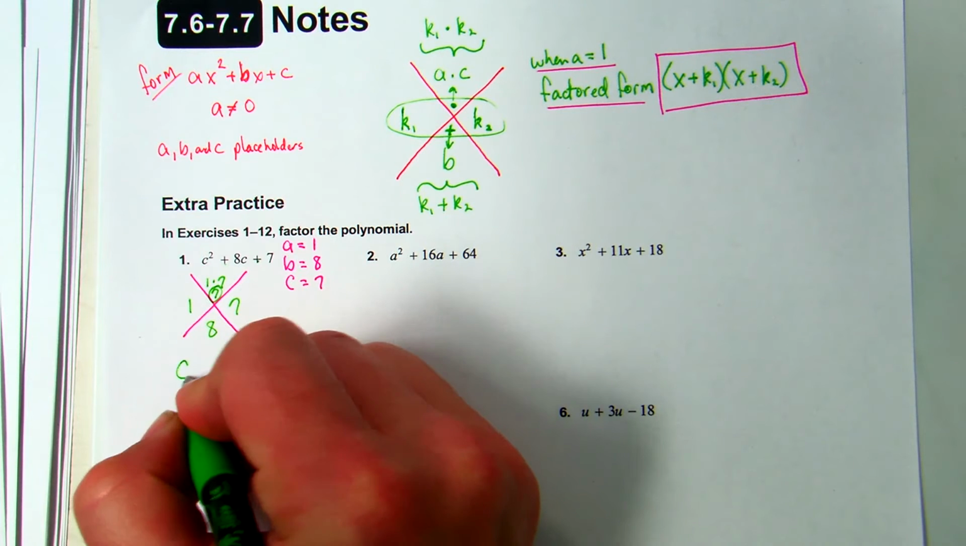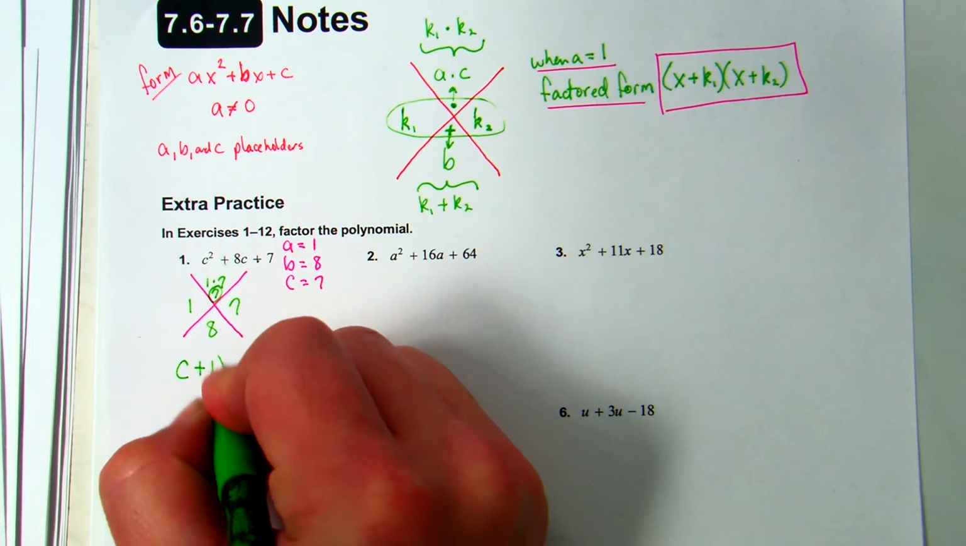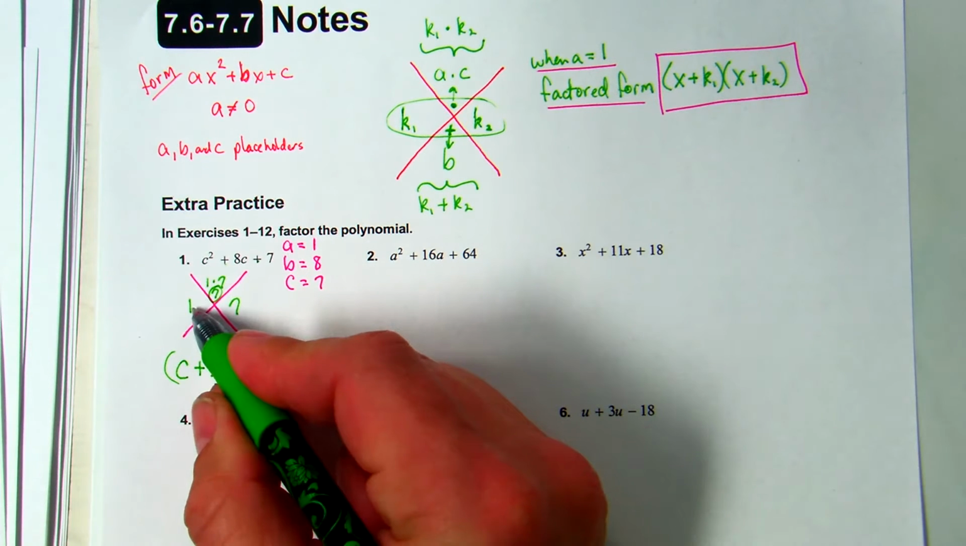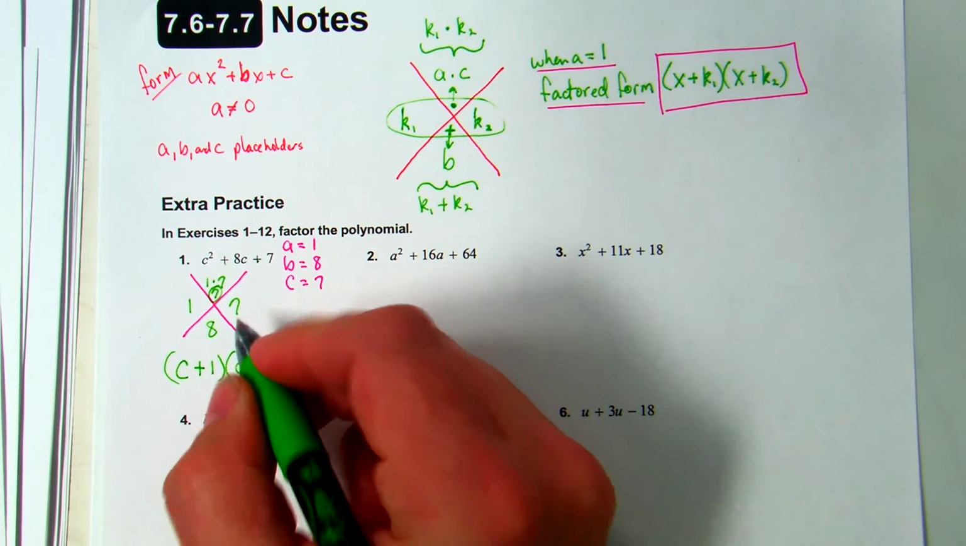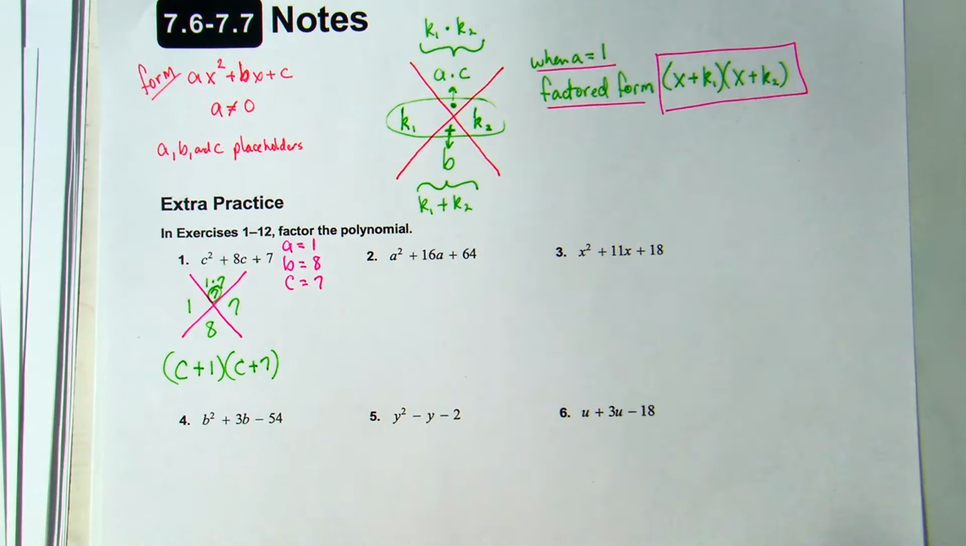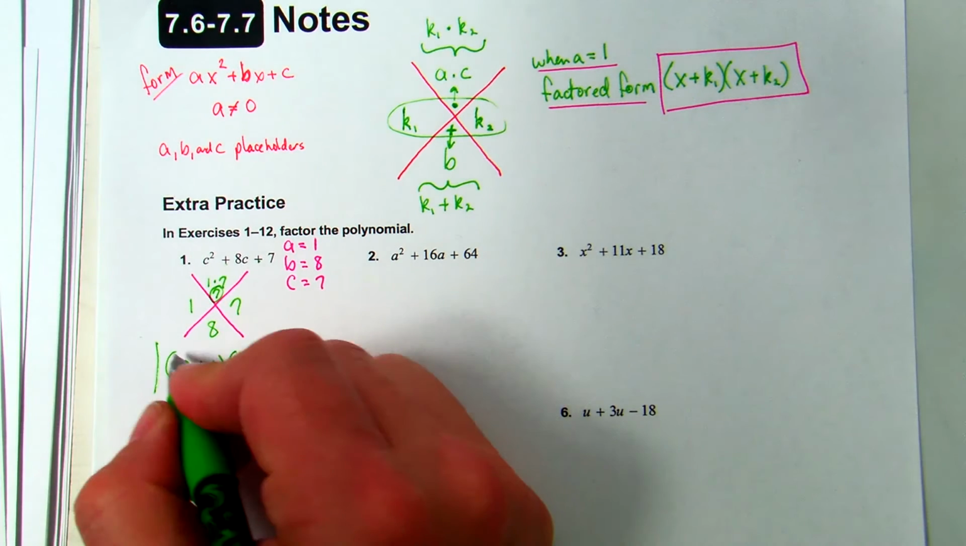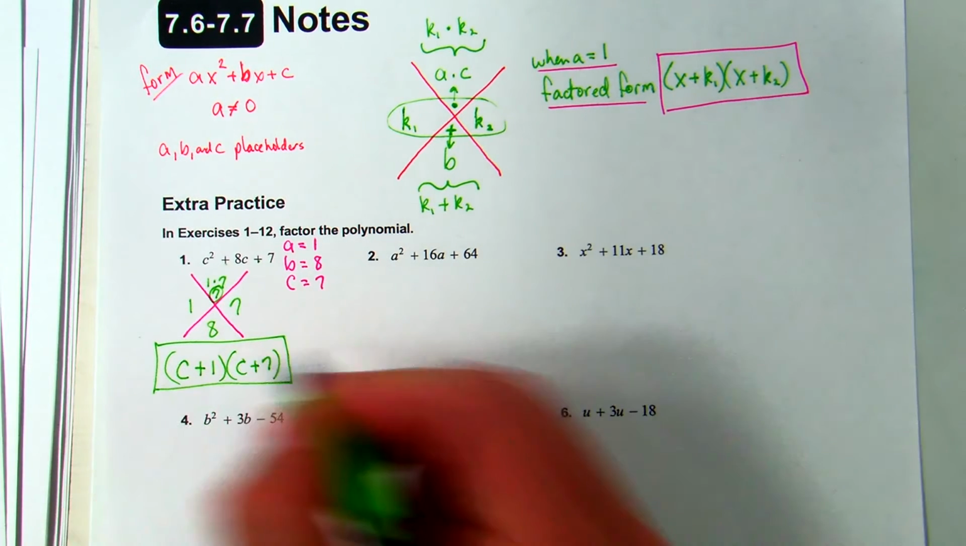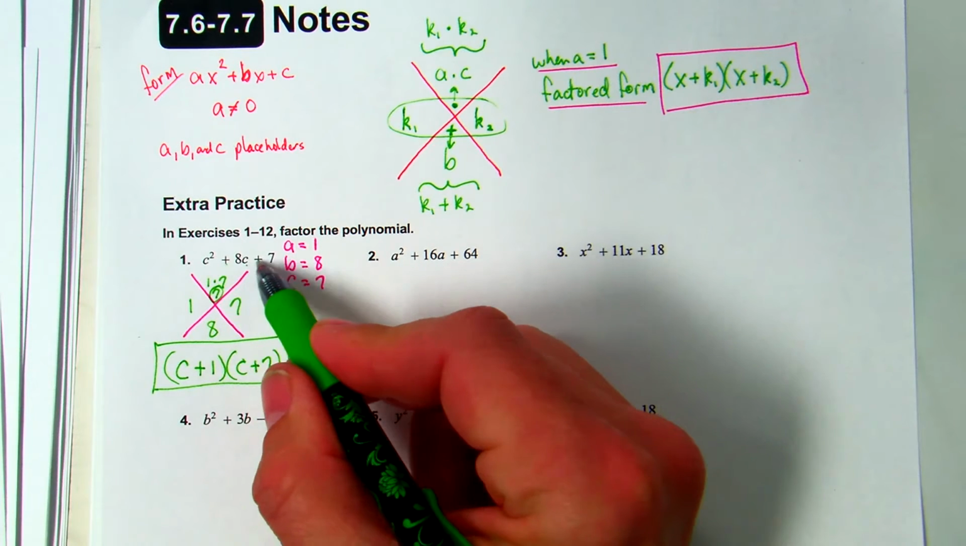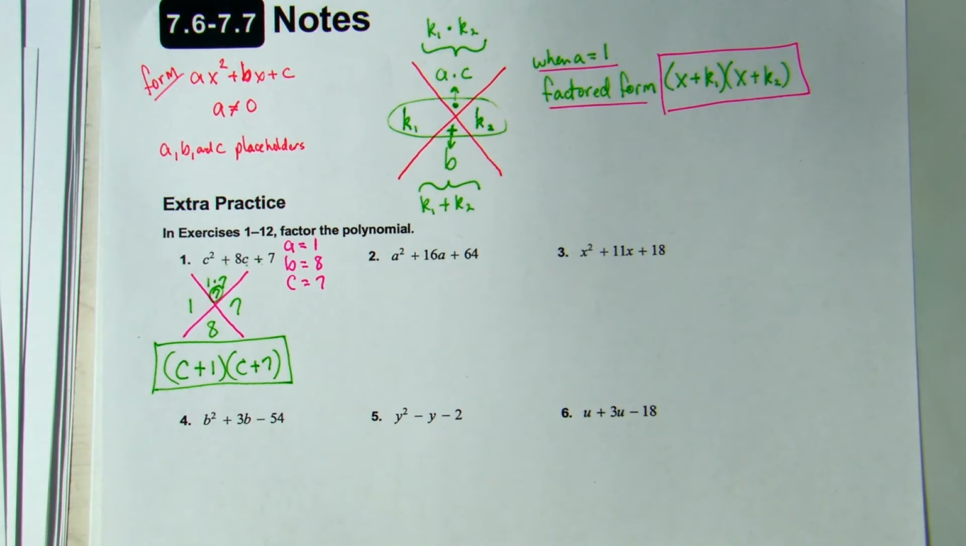So my answer in factored form will be real easy. I'm going to have C plus 1, C plus this number on the left, times C plus the number on the right. And that's it. That is the factored form of C squared plus 8C plus 7. And if you wanted to check this, you could just multiply those together, and you get those answers.